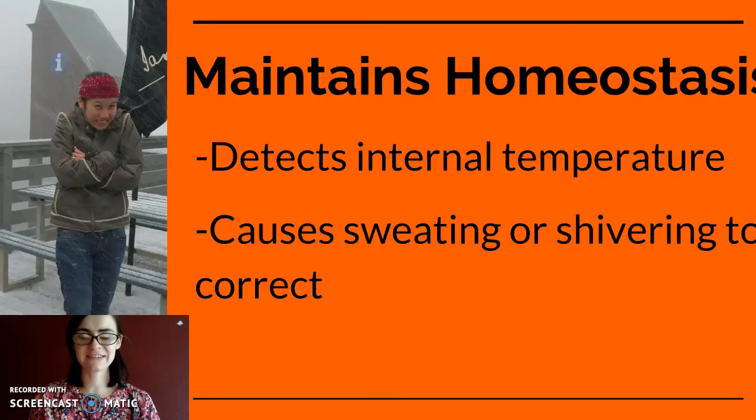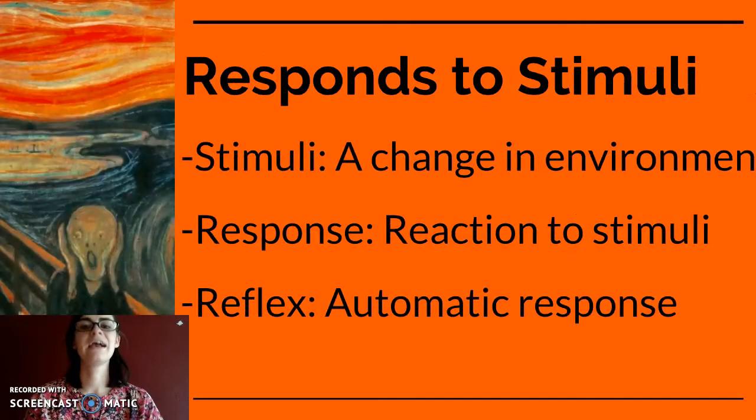Maintains homeostasis. That is the second job of the nervous system. You might remember the term homeostasis from 6th grade, and basically what it means is keeping a normal, stable environment in the body. So, for example, the nervous system might detect that the body is too hot or too cold. This will cause a response, such as sweating or shivering, to get the body back to the temperature that is normal for it. And the third function of the nervous system is to respond to stimuli.